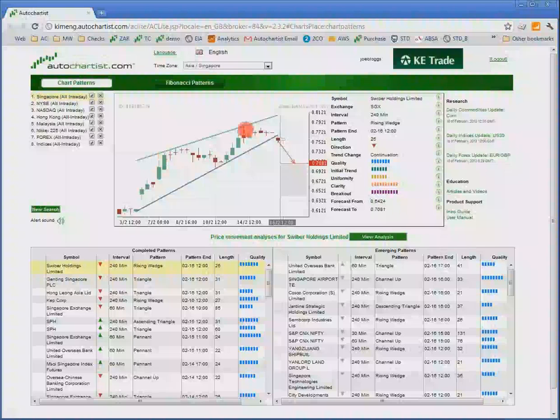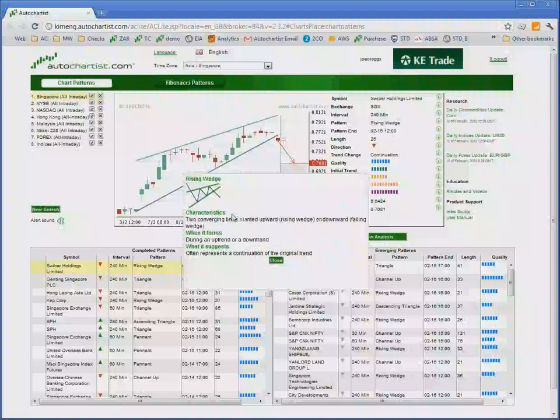We can say it's a rising wedge, and you can even get a little view of what it's supposed to look like if you click on the little eye next to the name. It gives you a little graphic description of what this pattern is supposed to look like in the textbooks, together with some characteristics when it converges, when it forms, what it suggests.